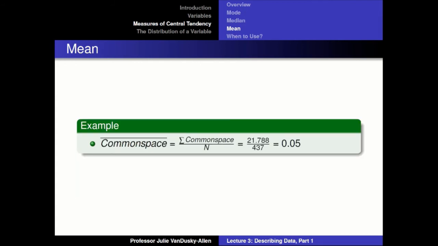For a more realistic example, going back to the common space scores variable, the mean of the common space scores are the sum of the common space scores divided by the total number of observations. I calculated this by hand. The sum of the common space scores was 21.788. The total number of observations was 437. 21.788 divided by 437 equals 0.05. The mean of the common space scores was 0.05.